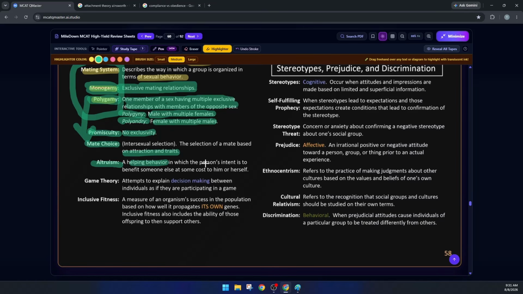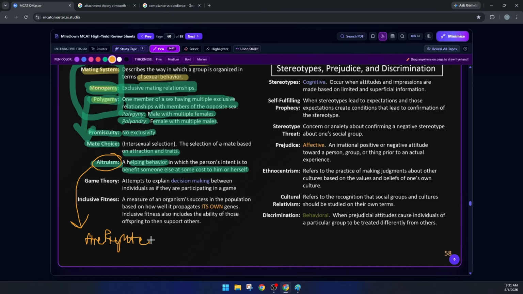Altruism. Altruism is helping behavior in which a person's intent is to benefit someone else at the cost to him or herself. An example of altruistic behavior is firefighters. Why are they so altruistic? It's because they risk their lives in order to save other people. So that's the basic definition of altruism: helping behavior in which the person's attempt is to benefit someone else at the cost of him or herself. Firefighters are trying to save people's lives in very dangerous scenarios. There's a fire in the house and dangerous carbon monoxide or whatever. There's dangerous air and they're risking their lives at the cost of themselves. That is altruism. Okay, next.